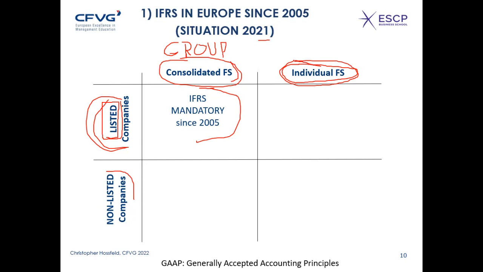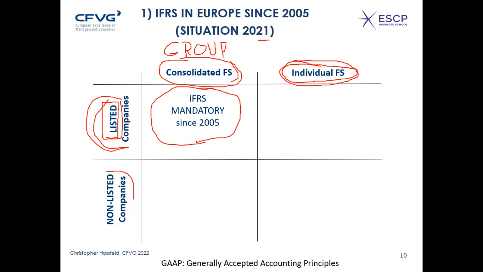This legal entity can be the holding company. It can also be a subsidiary. If I have one holding company and one subsidiary, there will be two sets of individual financial statements, because I have two legal entities, but there will be only one consolidated balance sheet covering both companies. So consolidated financial statements apply to groups of companies. And that means, as you can see now, in the European Union, IFRS is mandatory, but only for group financial statements of listed companies.